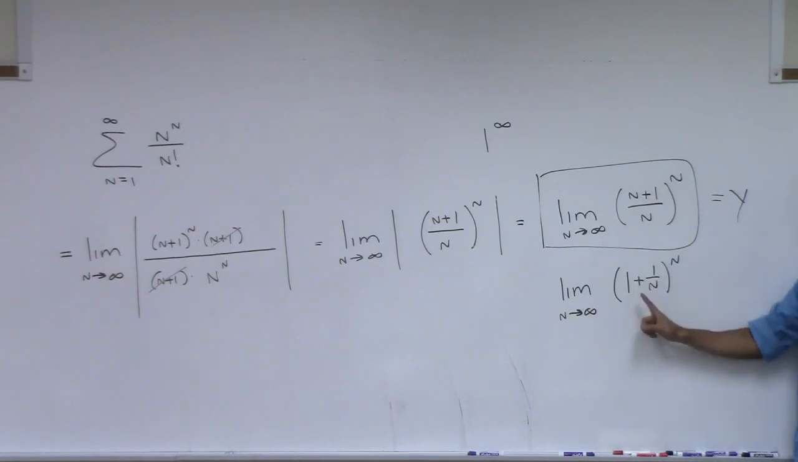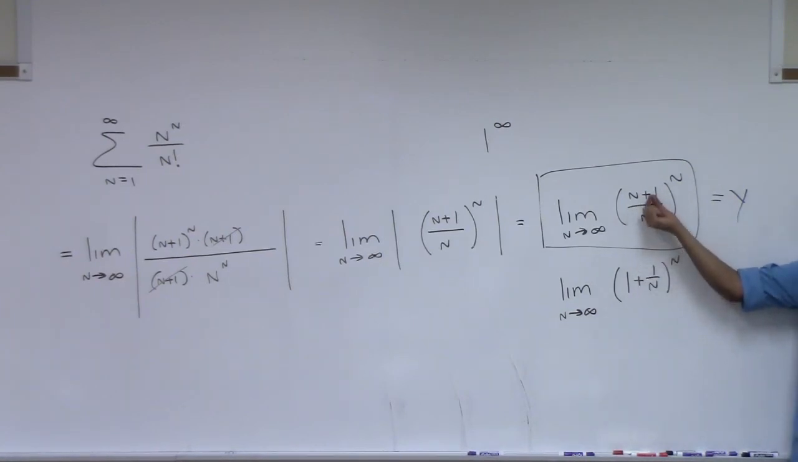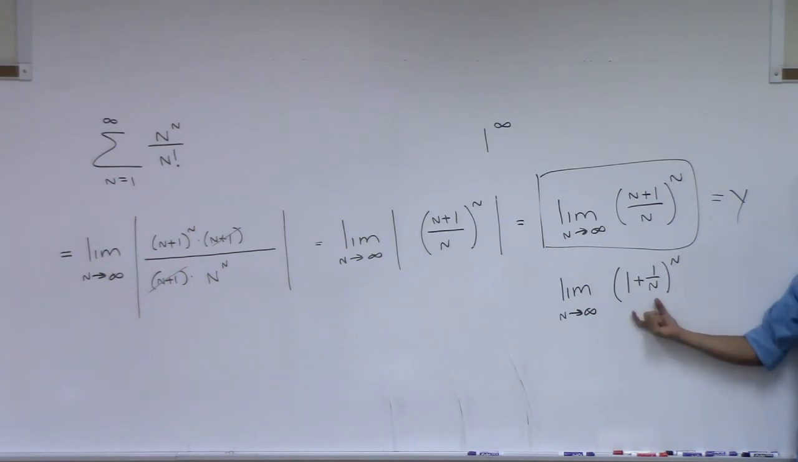That's what that limit is. So I split that into that fraction, n over n and 1 over n, like that. Does anybody recognize this limit? That's e. I suggest you get to the point where you can recognize that as e.